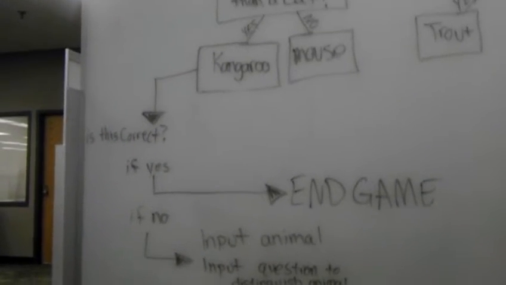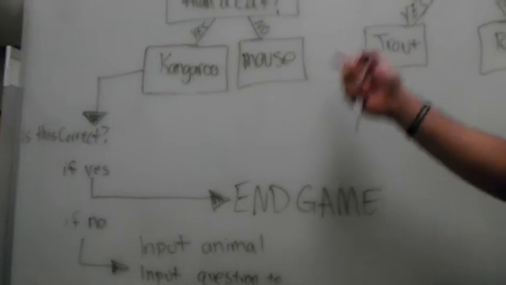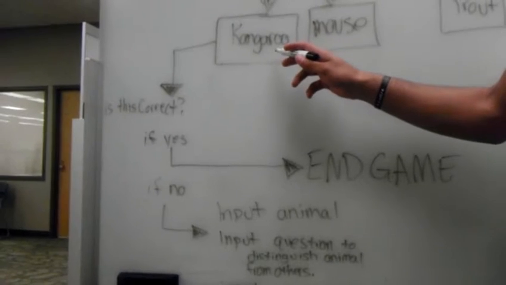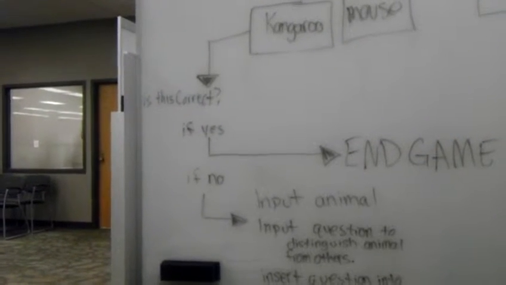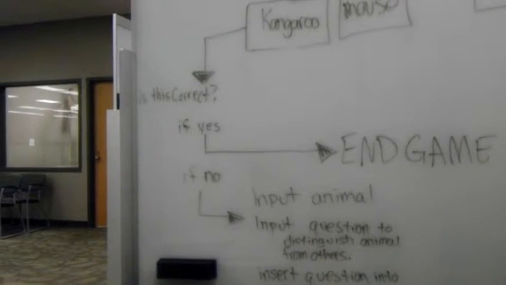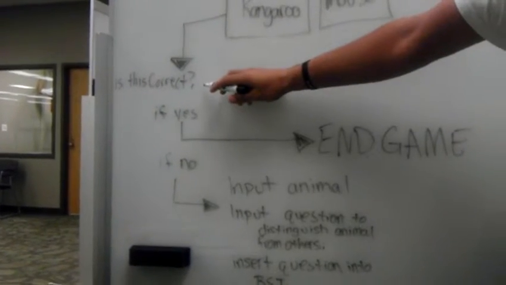to the left. You ask a yes or no question, and if it's yes, you go to the left. If it's no, you go to the right. If it's yes and you go to the right, it gives you the answer because it checks to see if it has any children. It doesn't have any children. Then you ask, is it a kangaroo? And if it's not, you ask if it is correct.